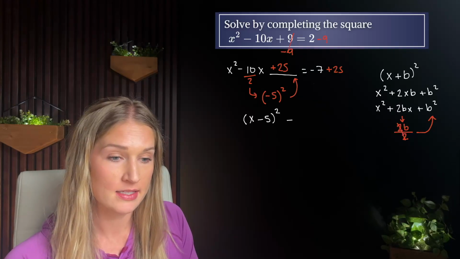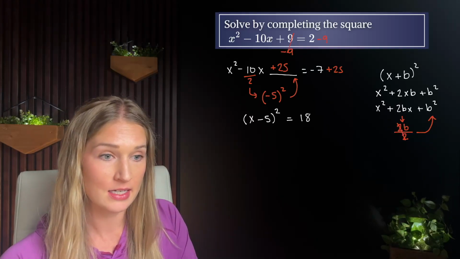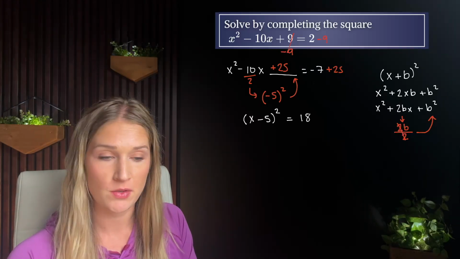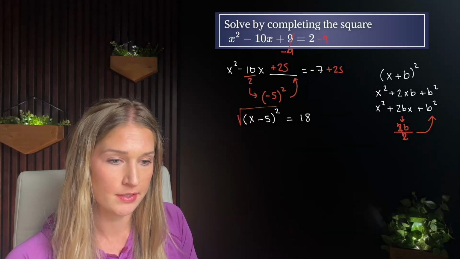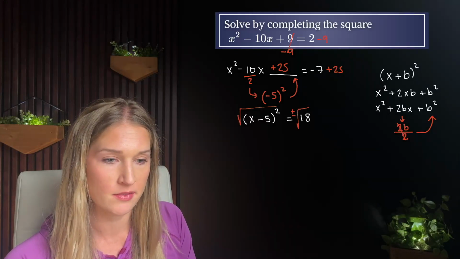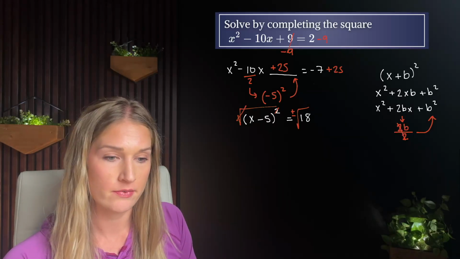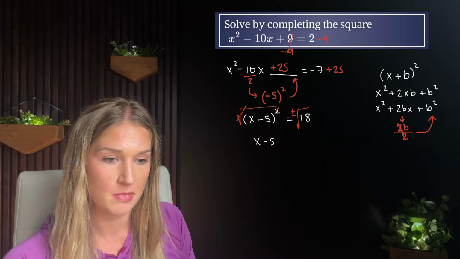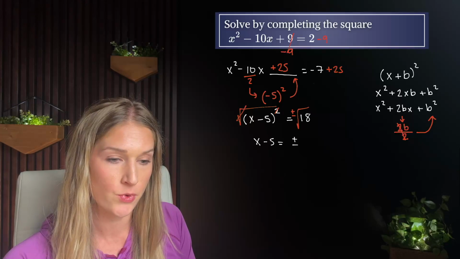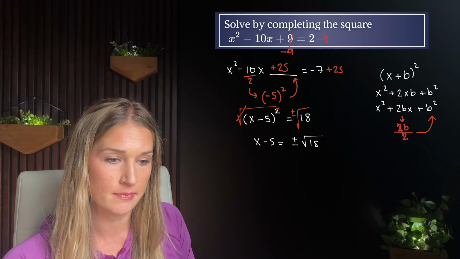The right-hand side I'll go ahead and add to get 18. And now I can solve using square roots. Square root the left, square root the right. Don't forget your positive, negative. Square roots and squared are inverses, so they cancel. I've got x minus 5 equals positive or negative square root of 18.